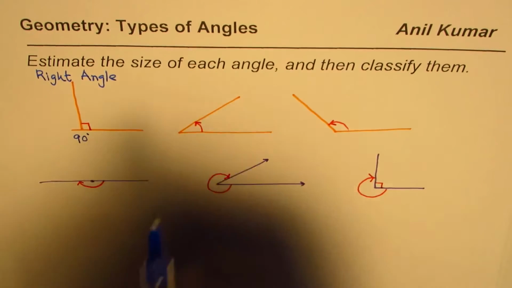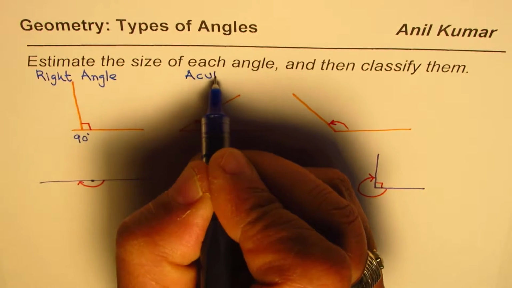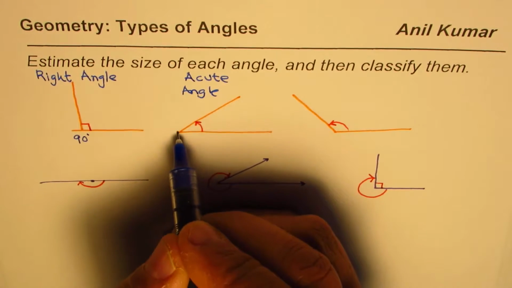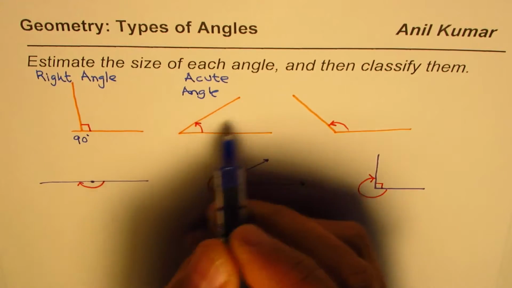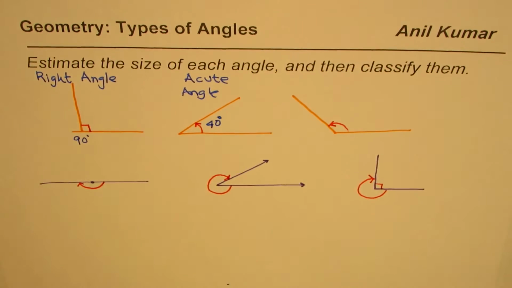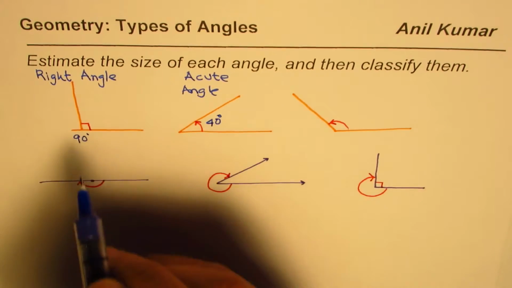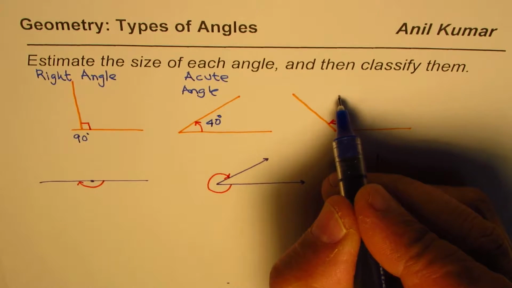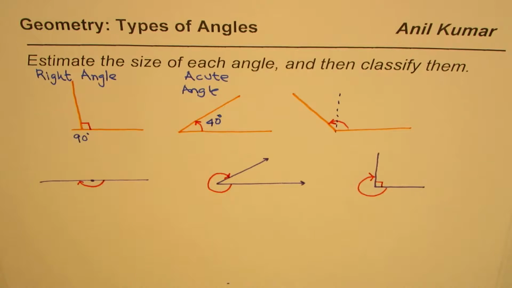This angle is less than right angle, so it is called acute angle. And as far as estimate goes, it seems to be half of 90 degrees, maybe slightly less. So what I can say here is around 40 degrees. Is that okay? Half of 90 degrees will be 45. I estimate it to be slightly less than half of this, so 40 degrees. So to estimate, as you can see, it's better to draw a right angle and then estimate.